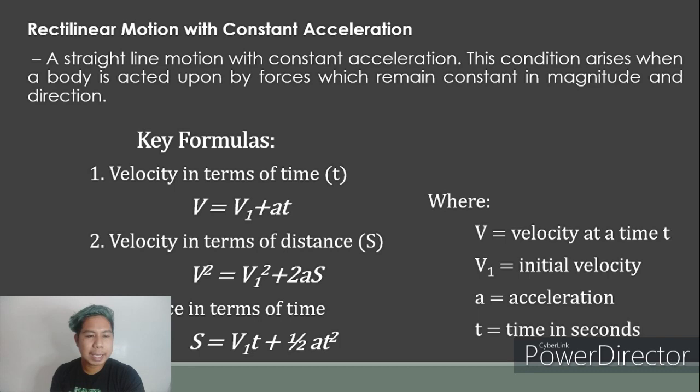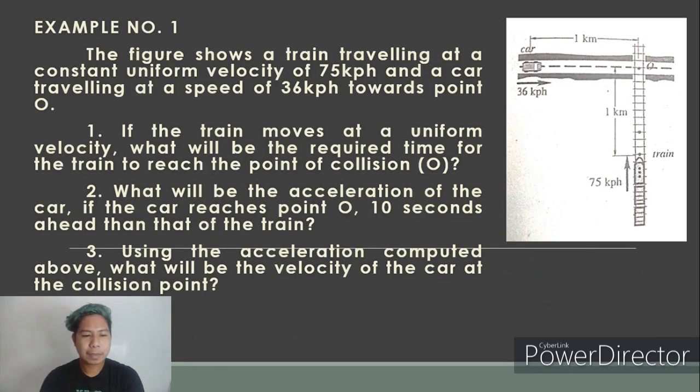So, sample problem tayo. So, example number 1, the figure shows a train traveling at a constant uniform velocity of 75 kilometers per hour and the car traveling at a speed of 36 kilometers per hour towards point O. If the train moves at a uniform velocity, what will be the required time for the train to reach the point of collision? What will be the acceleration of the car if the car reaches point O 10 seconds ahead than that of the train? And number 3, using the acceleration computed above, what will be the velocity of the car at the collision point?